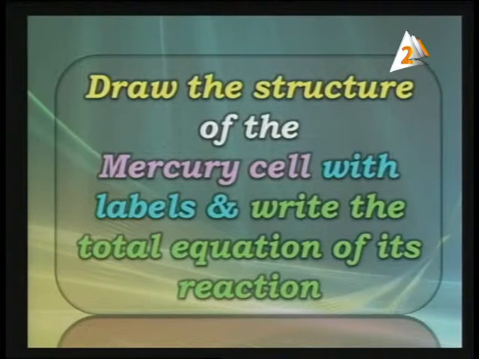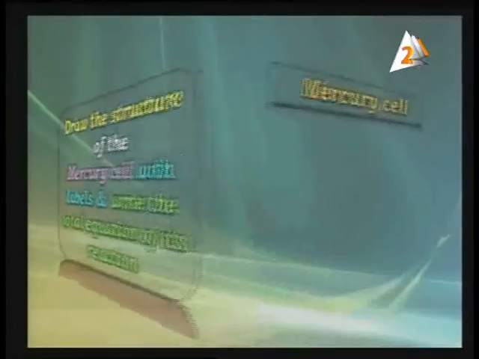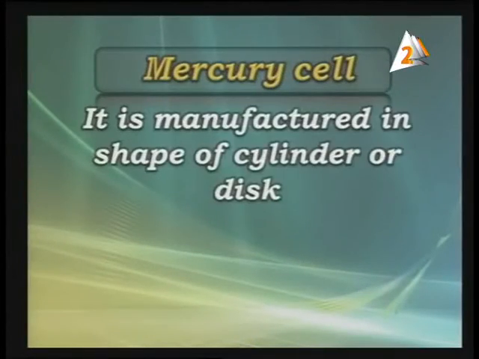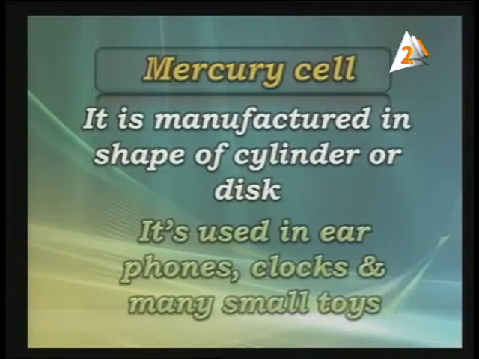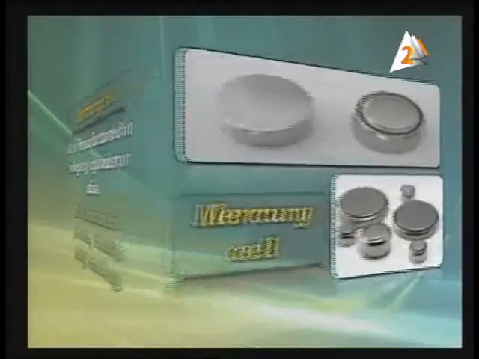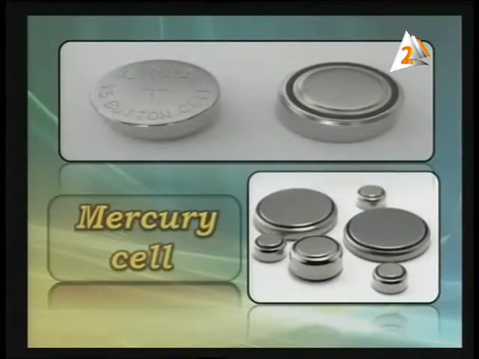Draw the structure of the mercury cell. It's very important to know each one of them with labels also, and write the total equation of each reaction. Let's see this one. So the mercury cell, what is the shape here? It's manufactured in the shape of a cylinder or disc, and it is used in earphones, clocks and many small toys. And here we have the shape of the mercury cell.